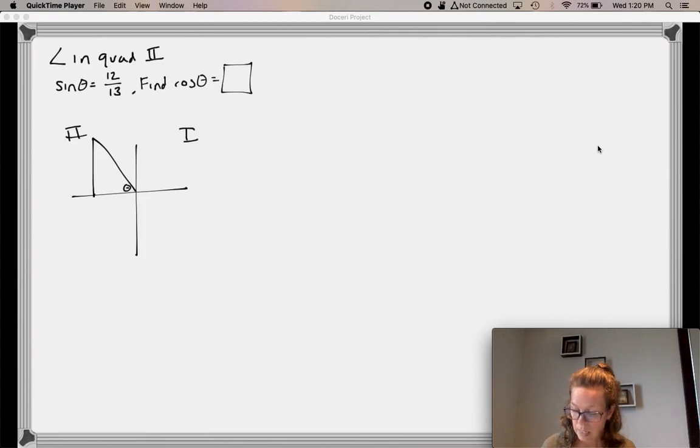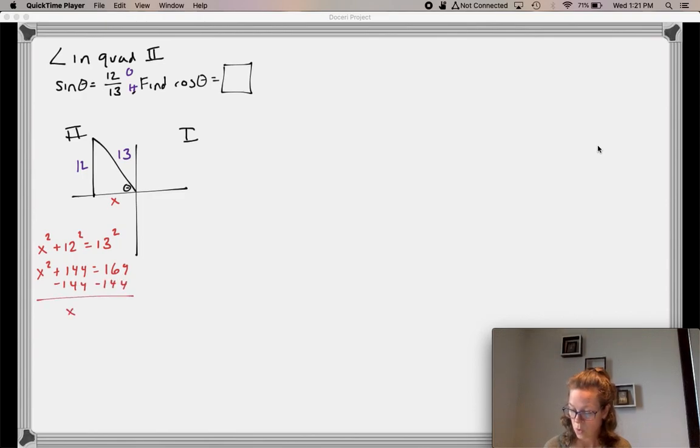Sine is opposite over hypotenuse. So the opposite must be 12. The hypotenuse must be 13. So then what is the missing side? Well, Pythagorean theorem, x squared plus 12 squared equals 13 squared. So x squared plus 144 equals 169. Subtract 144, and I get 25. So x is 5.